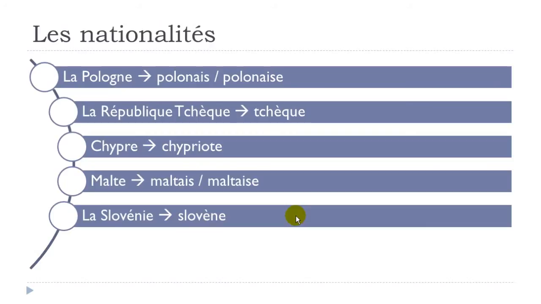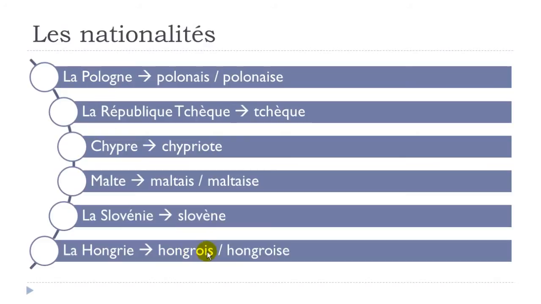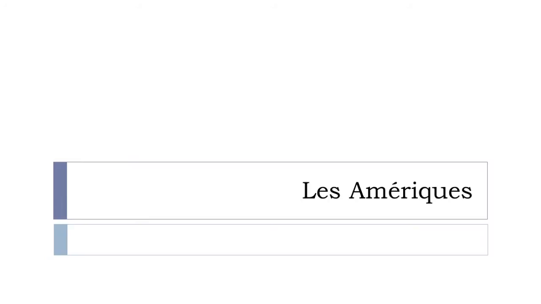La Hongrie, hongrois, hongroise. Okay? So here, final S not pronounced for the masculine form, and then you pronounce it for the feminine form. Hongrois, hongroise. Les Amériques, les Amériques.